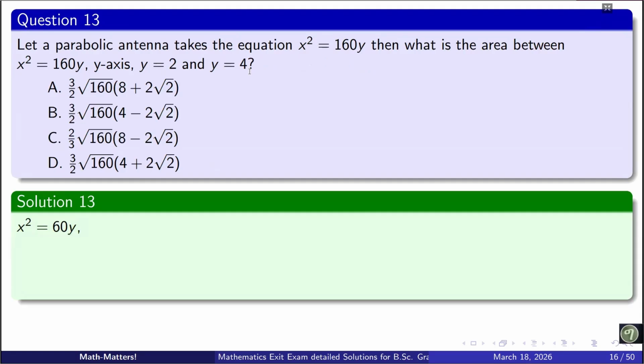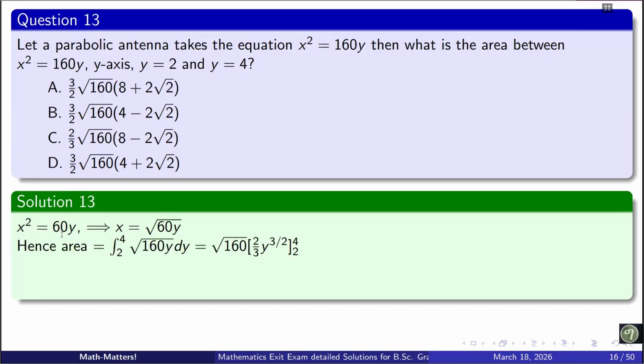In order to determine the area which is bounded by these 4 equations, we know that the area, or simply the surface, is bounded from above by y is equal to 4, and from below by y is equal to 2. It is bounded horizontally by the y-axis, the vertical axis, and the curve x squared is equal to 160y. So we have x squared is equal to 160y, and this implies x is equal to the square root of 160y, just taking the square root of both sides of this equation.